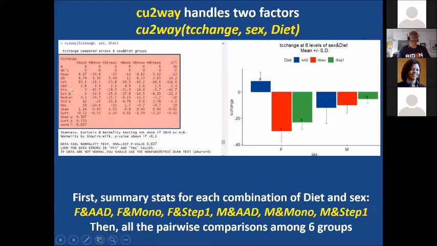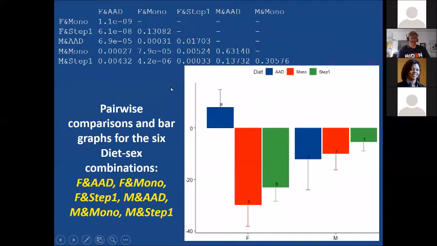It first gives you summary stats for all the 6 groups. You have 2 sexes, 3 diets, so you have 6 sex-diet combinations. It gives you summary stats for all of them. And then it compares every group with every other group and gives you the p-value and the bar graph. So the bar graph here is organized because I said sex diet, it has female, male separated, and then within female, it has the 3 diets, and within male, it has the 3 diets.